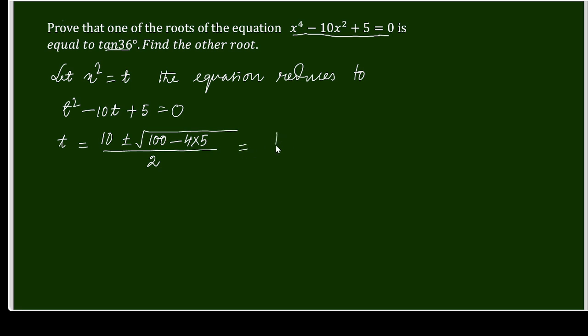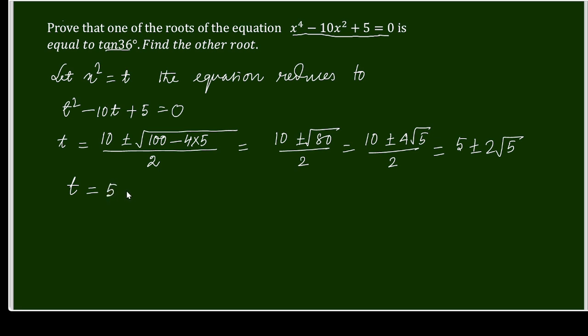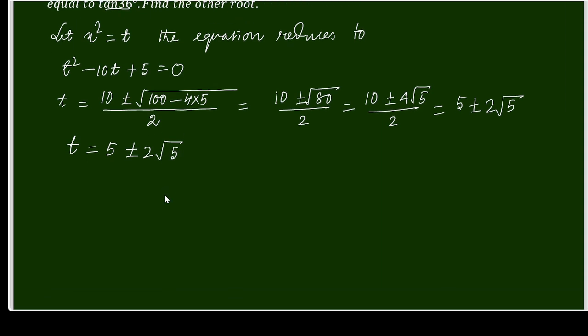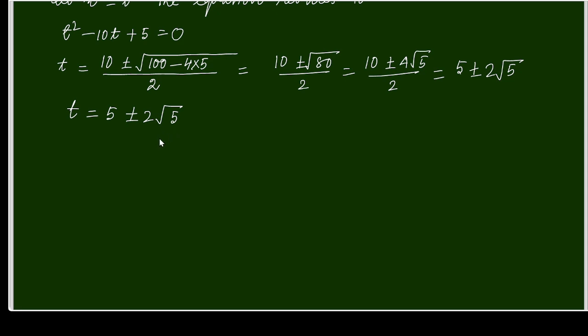So this is equal to 10 plus minus the square root of 80 by 2. The square root of 80 is 4 root 5, and cancelling with 2, I'll get 5 plus minus 2 root 5. So t equals 5 plus minus 2 root 5. So it has two values: one is 5 plus 2 root 5 and the other is 5 minus 2 root 5.